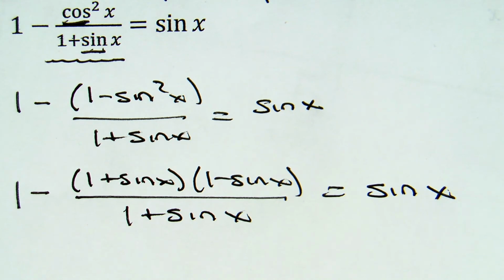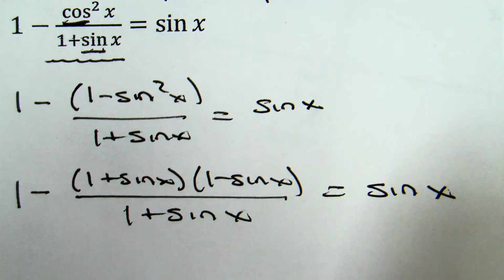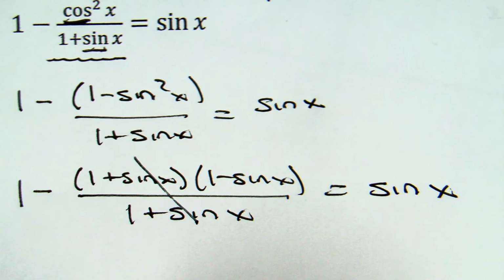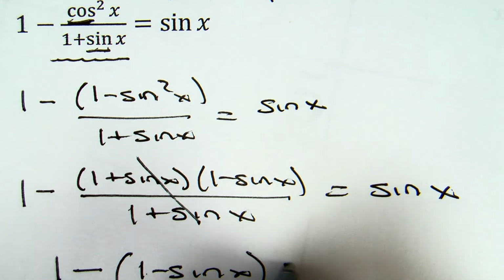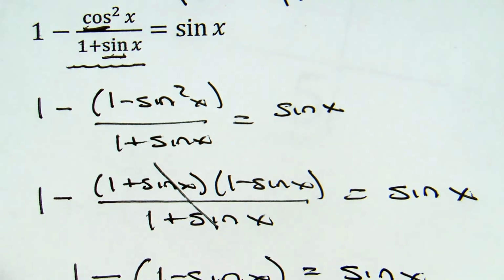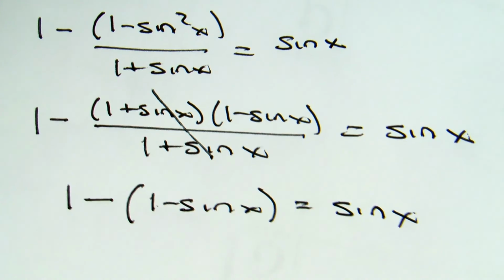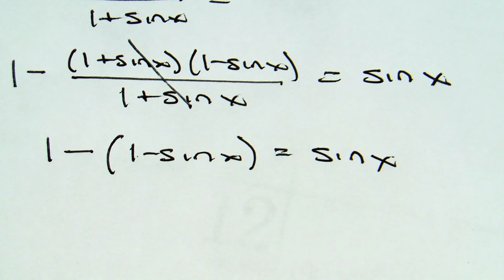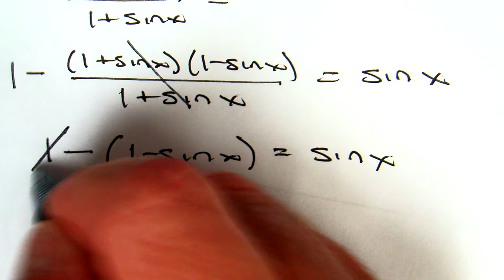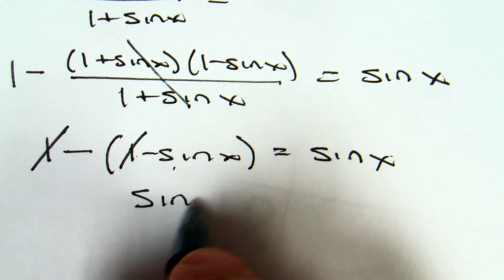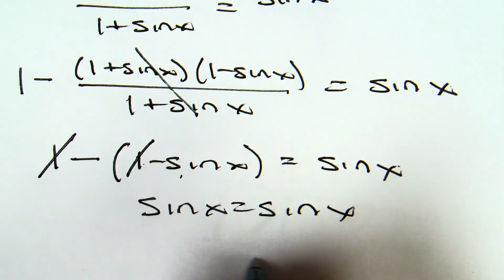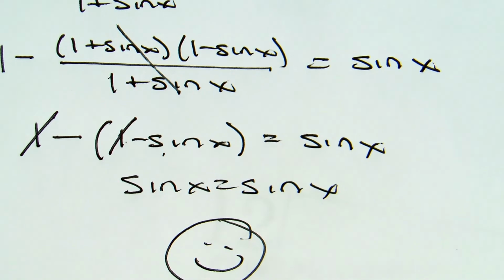That's going to allow me to cancel out what? What's in both the numerator and the denominator. 1 plus sine x is going to cancel out. That leaves me with 1 minus sine x equals sine x. And now you're just adding and subtracting. What's the 1 minus 1 going to do to each other? Cancel out. And you got a negative of negative sine x. Negative of a negative turns it into a positive. So I got sine x equals sine x. And I'm done.